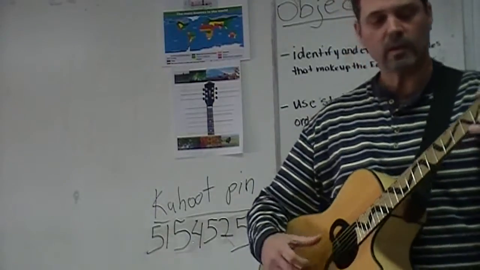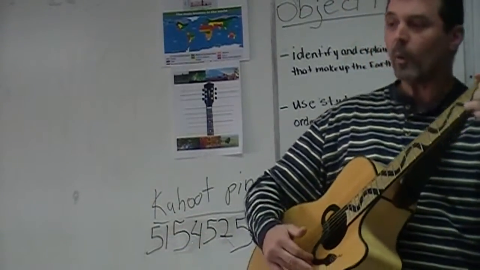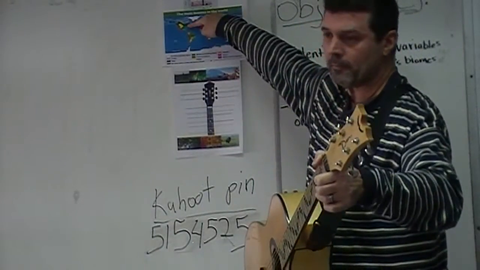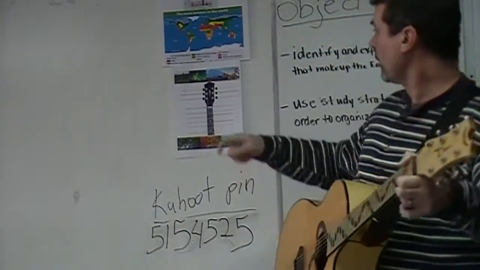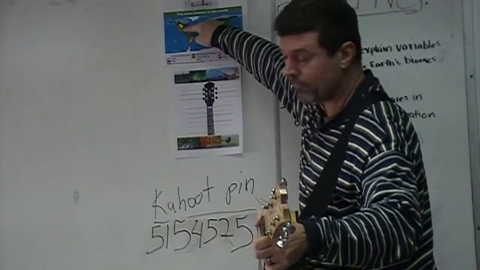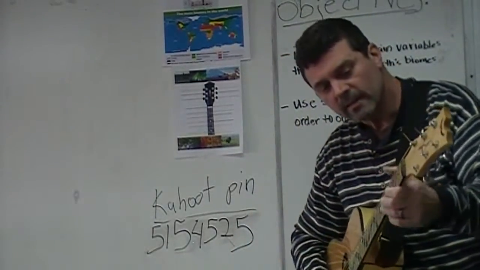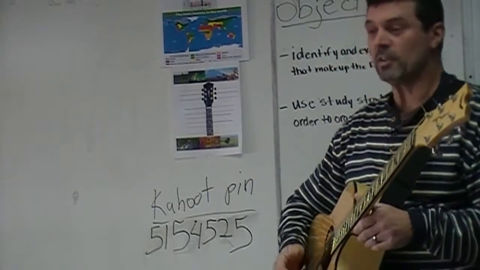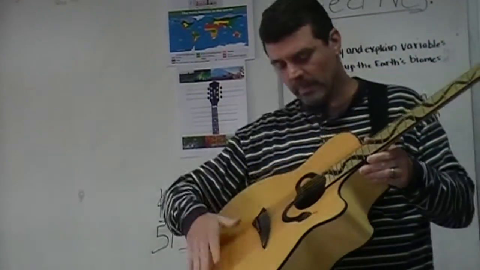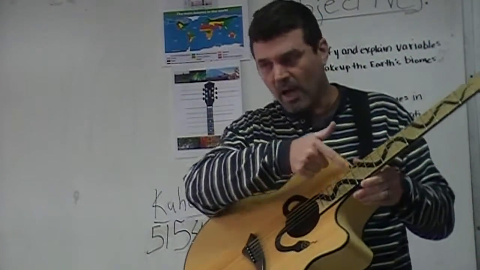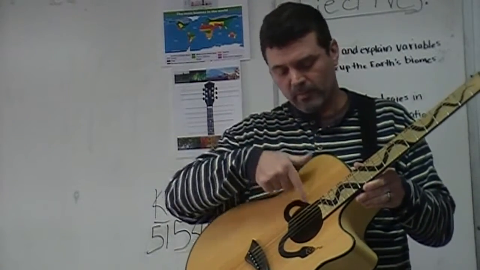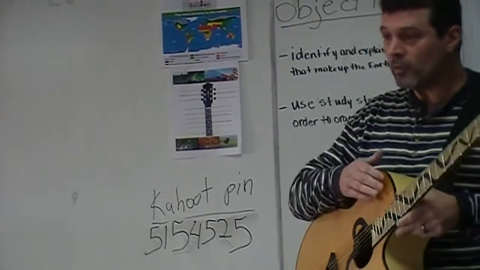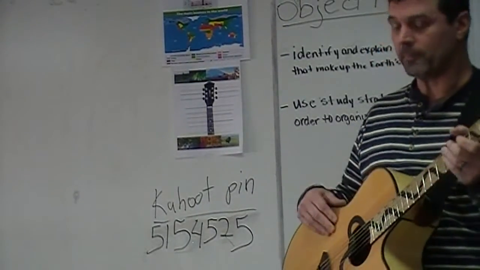Boreal forest, deciduous forest. Boreal forest is higher up on the equator. The deciduous forest is lower. Now we have the B string, which is B for Brazil. This is a black mamba that lives in Brazil. And a lot of guitars are made from Brazilian rosewood.